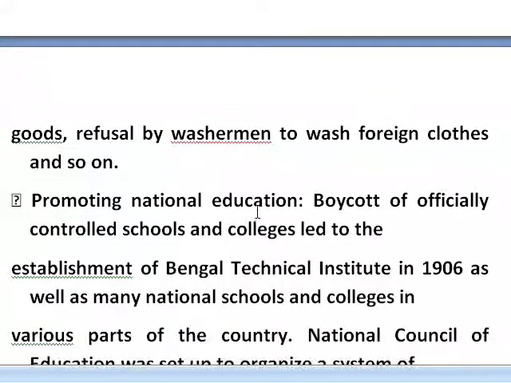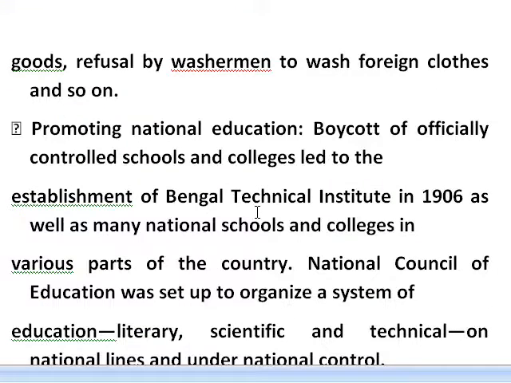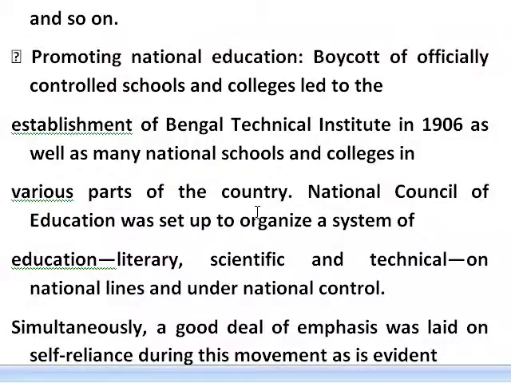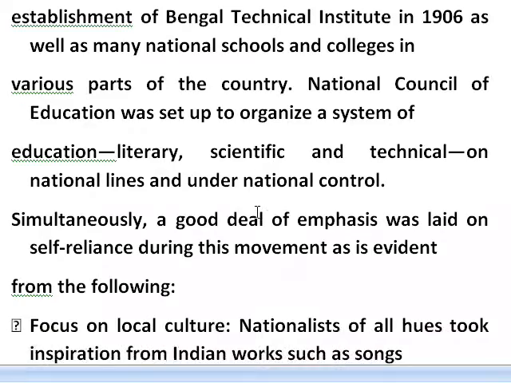Promoting national education, boycott of officially controlled schools and colleges would lead to the establishment of the Bengal Technical Institute, as well as many national schools and colleges in various parts of the country. The National Council of Education was set up to organize a system of education, literary, scientific, and technical, on national lines and under national control.